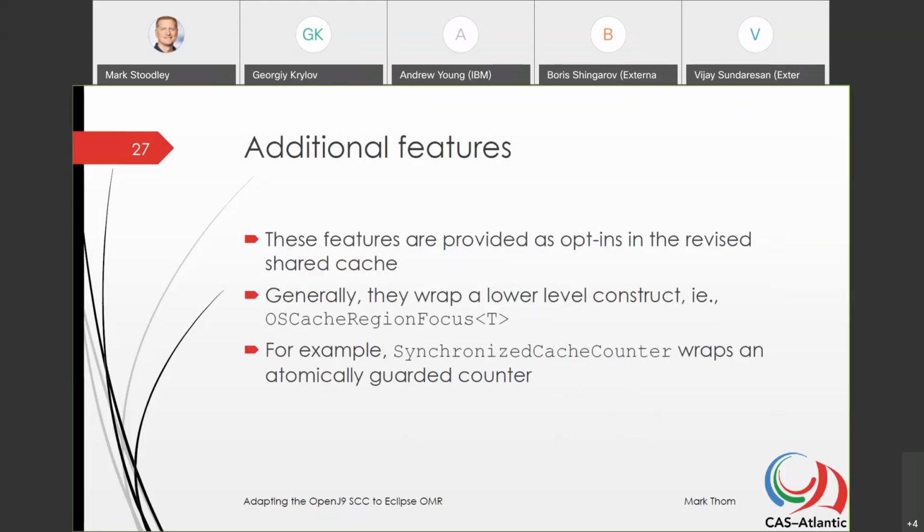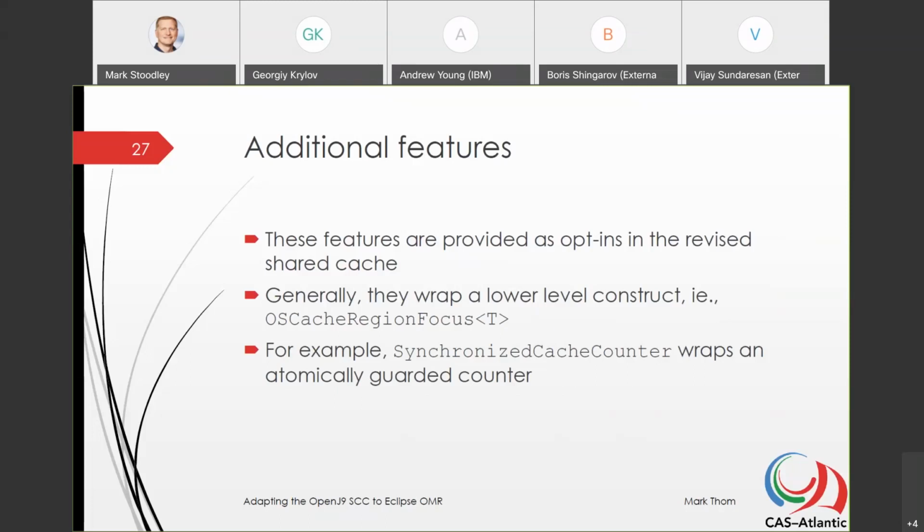So these additional features are just provided as additional classes. And in the pull request that I made of this, these are generally marked by anything not beginning with OS cache, I consider an additional feature. And generally they build upon some of the previous primitive classes that I introduced previously.